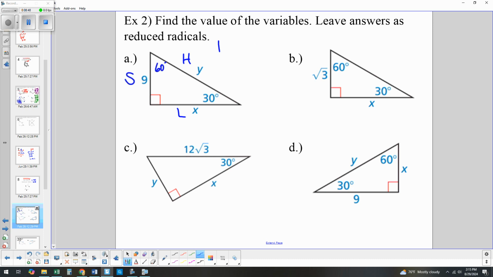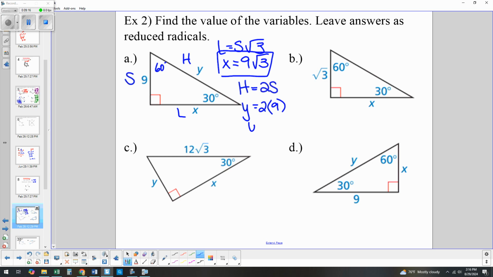So if I started with L equals S root 3, I could substitute X in for L, 9 in for S. X is alone, no like terms on this side, so I'm done with that one. But now I have to use the other formula as well, happy to sleep, because there's 2 variables I'm solving for. So I'm going to plug in y for the h, and then 2 times 9 is our s. Y is alone, but there's some work to be done here. So y is really 18.